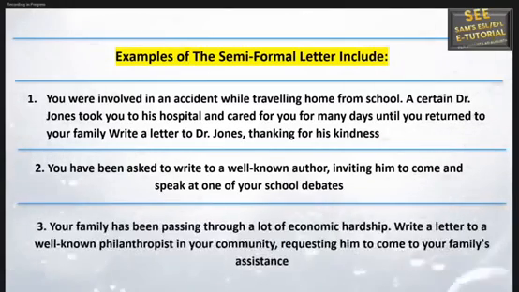And then of course number 3, it could come this way: your family has been passing through a lot of economic hardship. Write a letter to a well-known philanthropist in your community requesting him to come to your family's assistance. Okay, now this is an example of a semi-formal letter. Now in all, you realize that the writer writes to an adult acquaintance. Okay, to an adult acquaintance, not just to his mate.